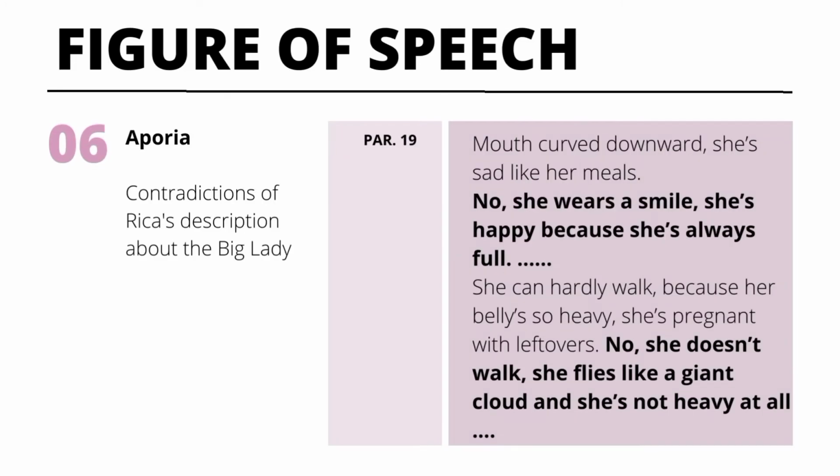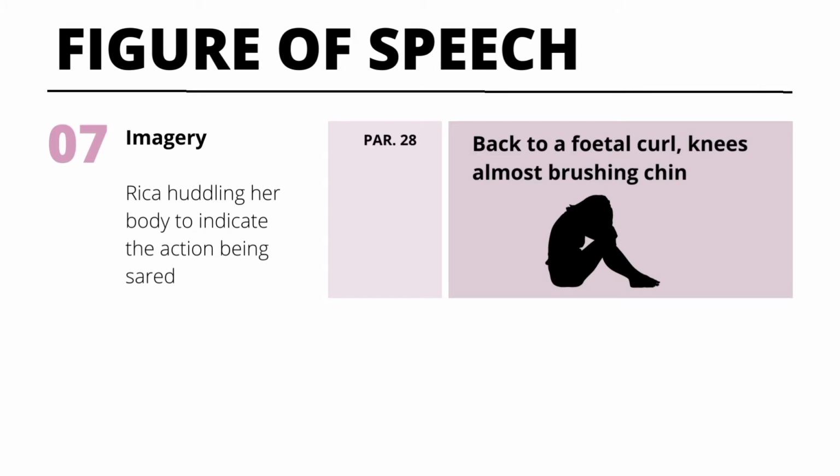Second to the last is the use of imagery in paragraph 28, with the passage, "back to a fetal curl, knees almost brushing chin." This imagery helps readers formulate a visual picture of what Rika is doing after hearing the noises from the kitchen, which is curling up in a fetal position where her knees are almost brushing her chin.